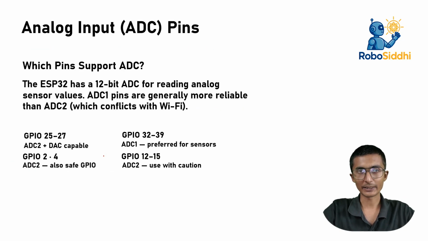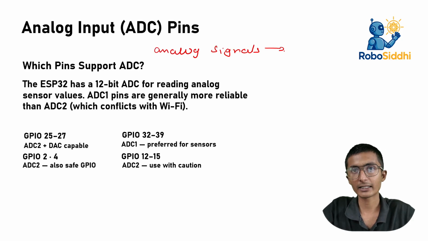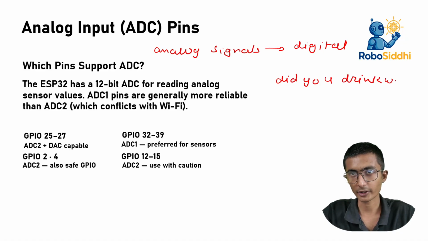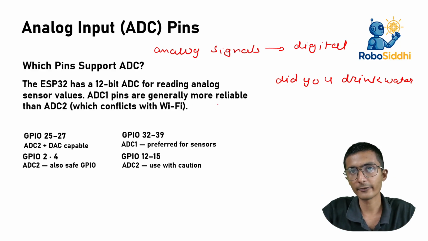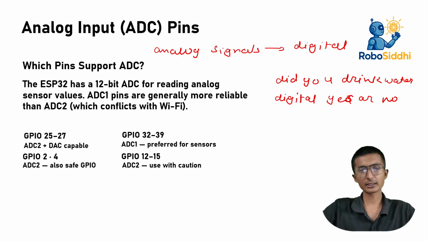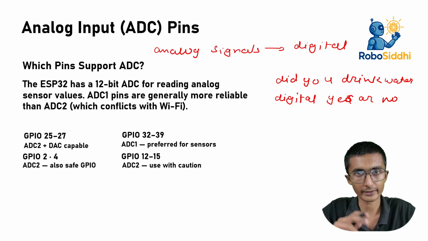Now we have ADC pins, analog input pins. They convert analog signals to digital signals. If you don't know about analog and digital, just think of it as if I ask you a question, did you drink water? If you are a digital person, you are going to answer me with yes or no, nothing more and nothing less. That is called a digital value.